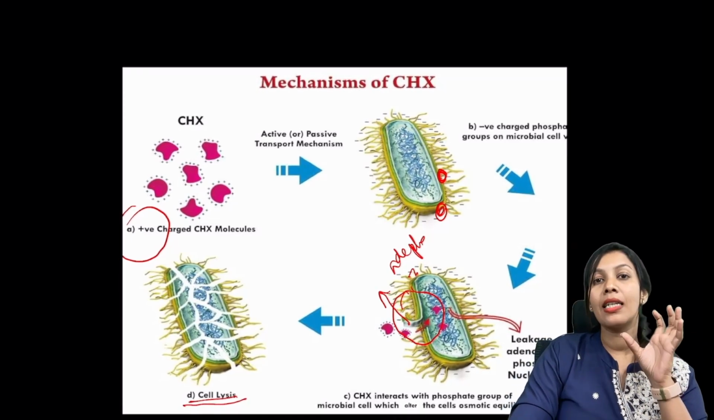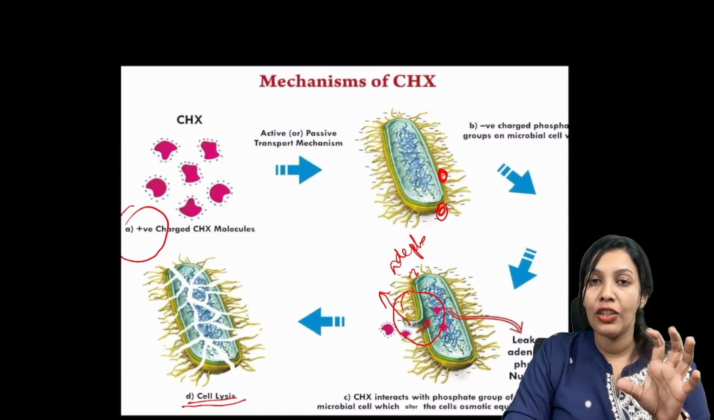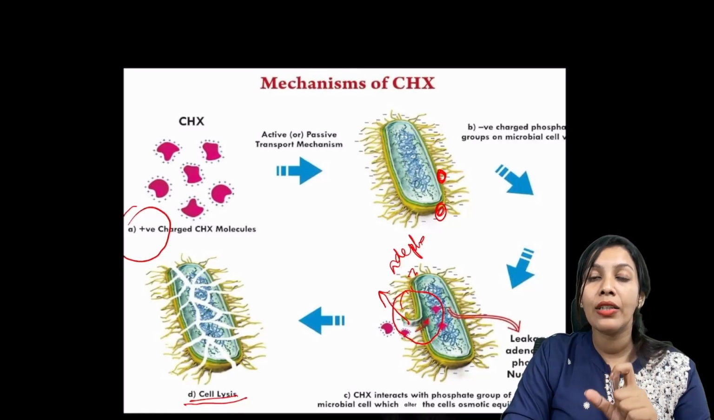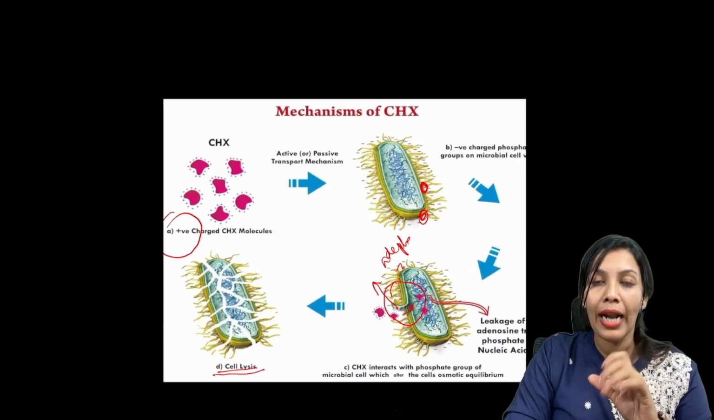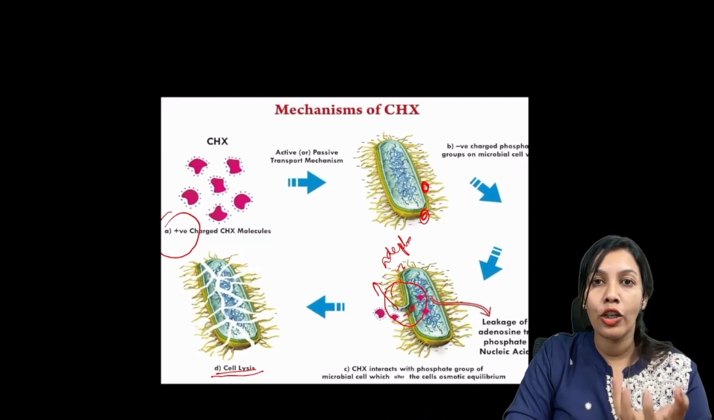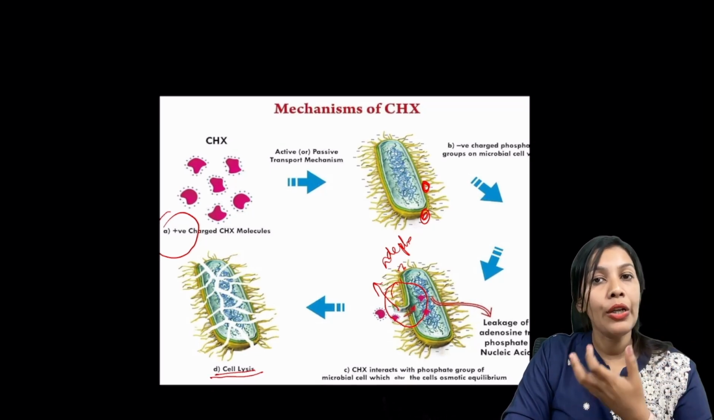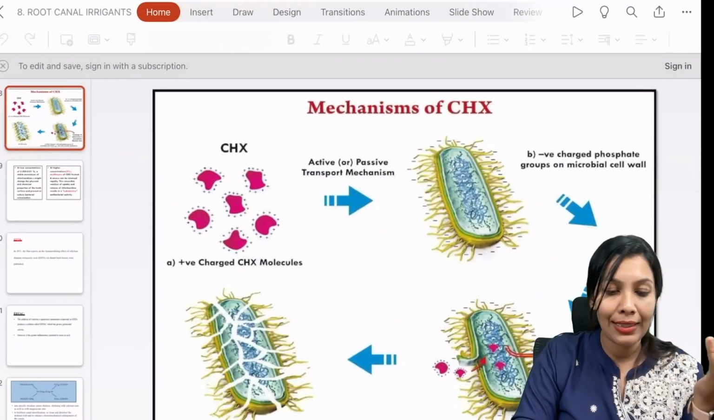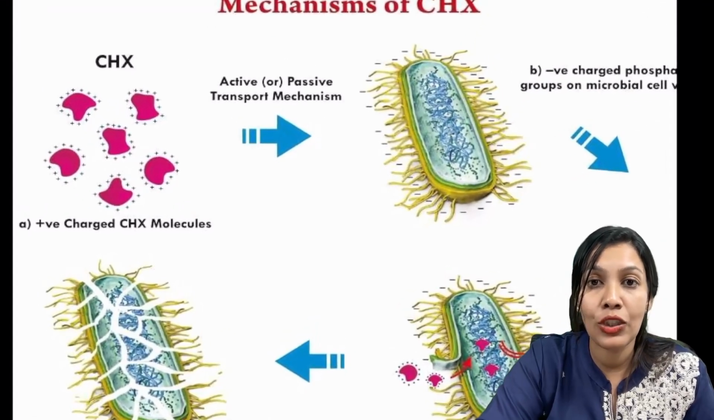So chlorhexidine is positive and the microorganism is negatively charged. So chlorhexidine goes and attacks the phosphate group of the microbial cell wall, and there is a change in the osmotic equilibrium, and there is release of all that adenosine nucleic acid, etc., which causes the destruction or the cell lysis to take place.